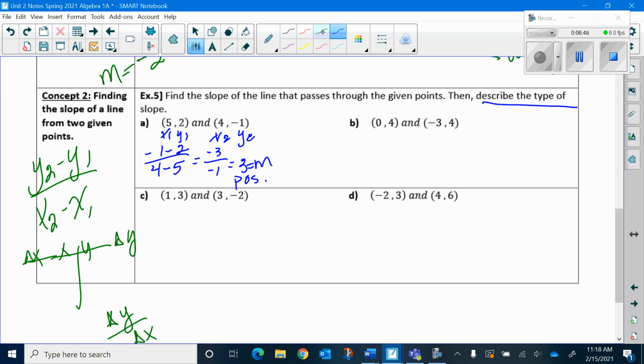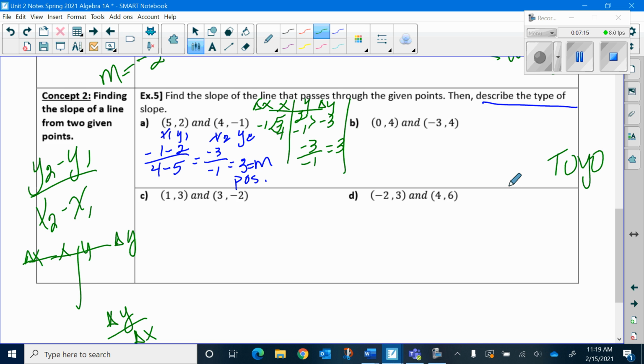If I did it with the chart, I would do 5, 2, 4, negative 1. My change of y would be down 3 and down 1. So it would be negative 3 over negative 1, which is 3. So try on your own.